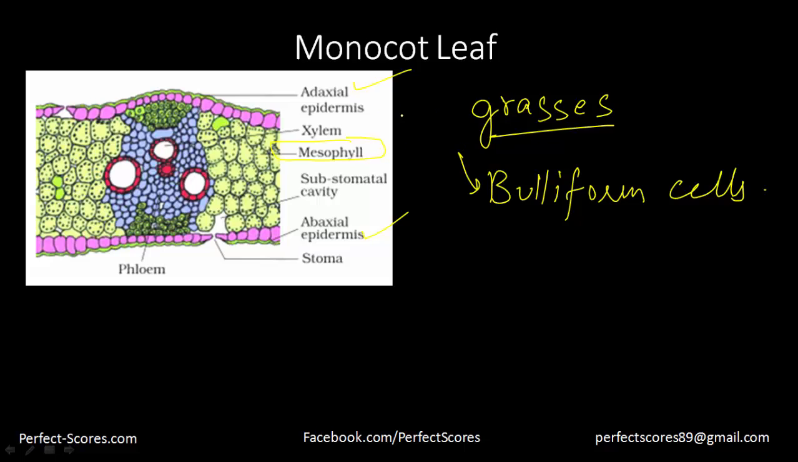Apart from that, you just need to know the main layers, that is the epidermis, the mesophyll, and finally the vascular bundles made up of xylem, and you have the substomatal cavity around the stoma. So that is all that you need to know, and so what we've done in this video quickly is information on the dicots and monocots with respect to the stem, the root, and the leaf.